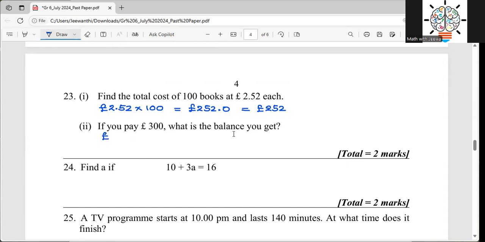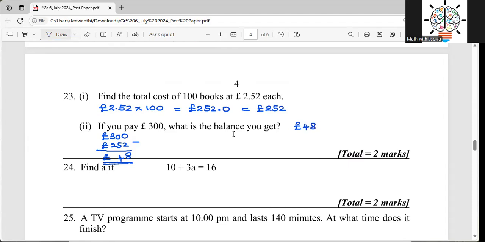So then you have £300 and you have £252. You get the answer like this. Right? You get the answer here like this. So 10 minus 2, 8, 9 minus 5, 4. So then you have 48. So then here we write the answer 48 pounds.